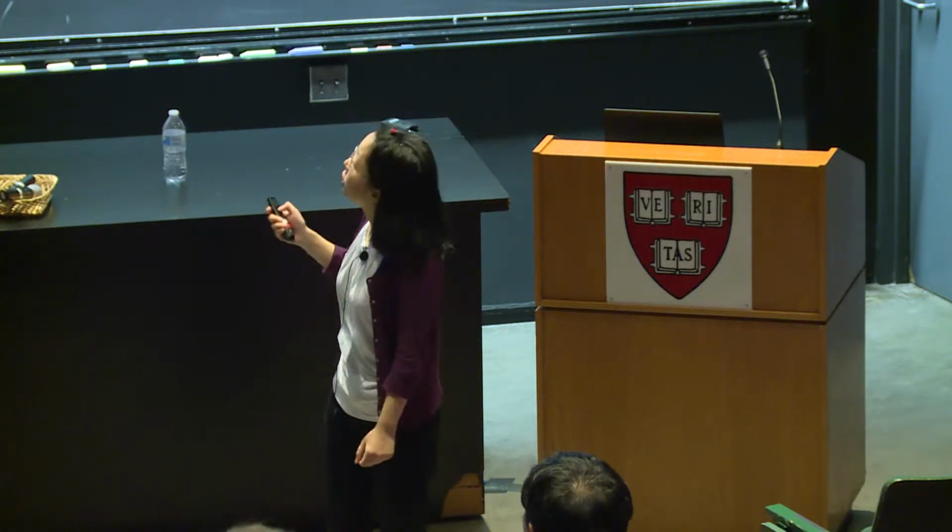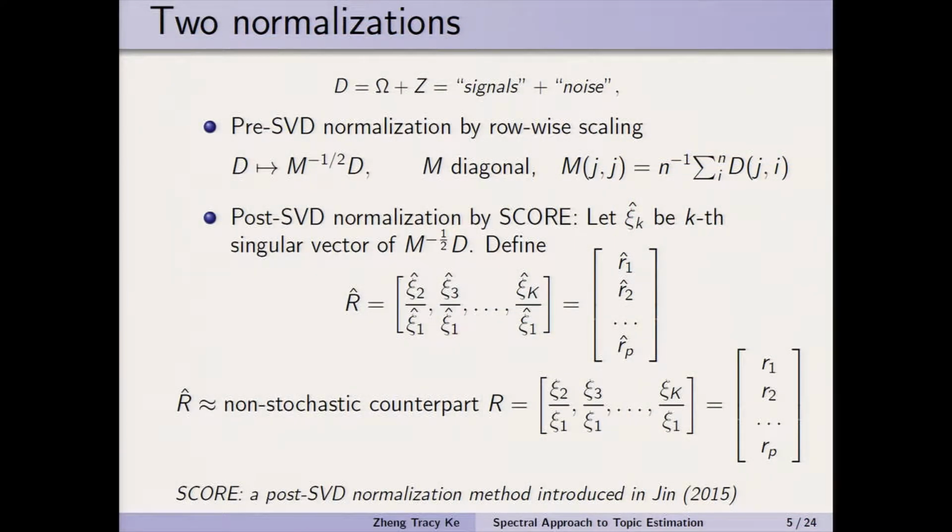However, the very tricky part here is that the signal matrix and the noise matrix need very different normalizations, and we found that these normalizations are appropriate. Before SVD, we add a pre-SVD normalization by rescaling each row by the square root of the average of that row. We then obtain the K leading left singular vectors of the data, where K is the number of topics.